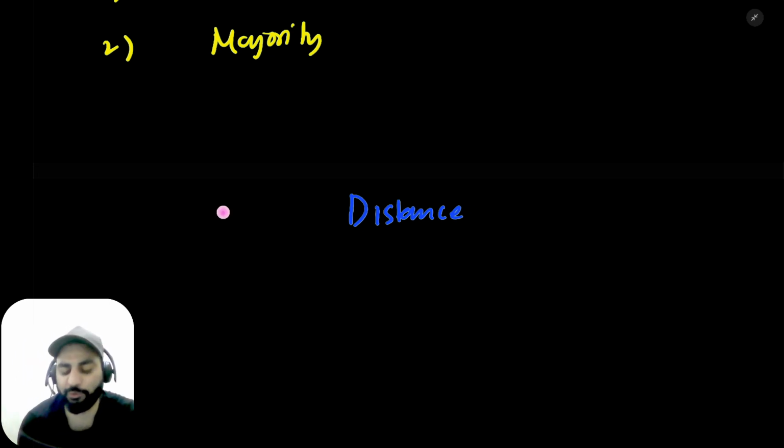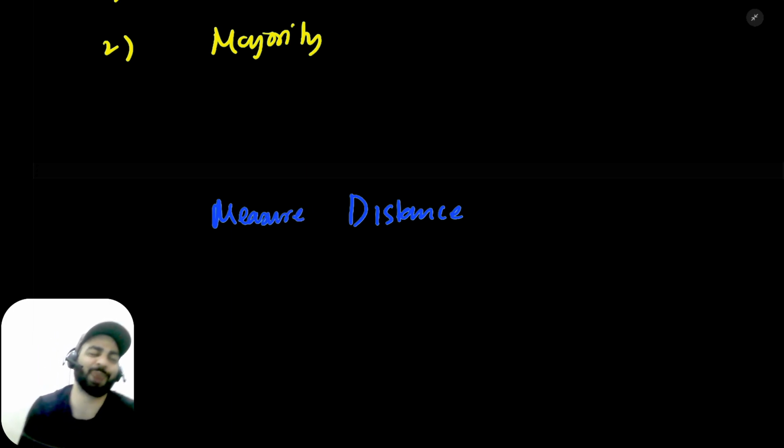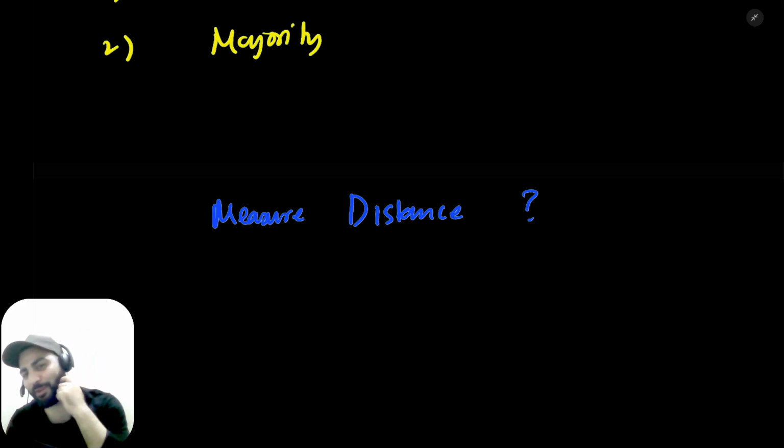Right. We should measure the distance. And now the question is how to measure distance. That's the question. That you have done. If you remember the first class of sir, algebra, Cartesian.